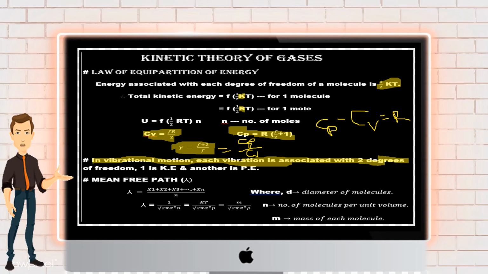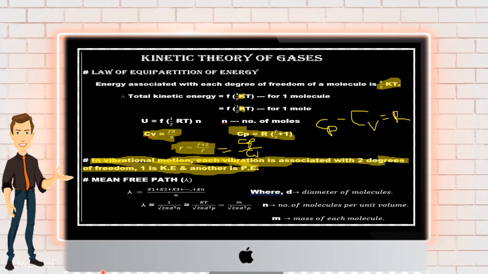2 degrees of freedom: one is contributed by kinetic energy and another by potential energy. This statement is useful when they give a gas which is not specifically mentioned as mono, di or tri, but ask to find the total number of degrees of freedom if vibrational energy is also included. Then this statement will be useful to find the solution.